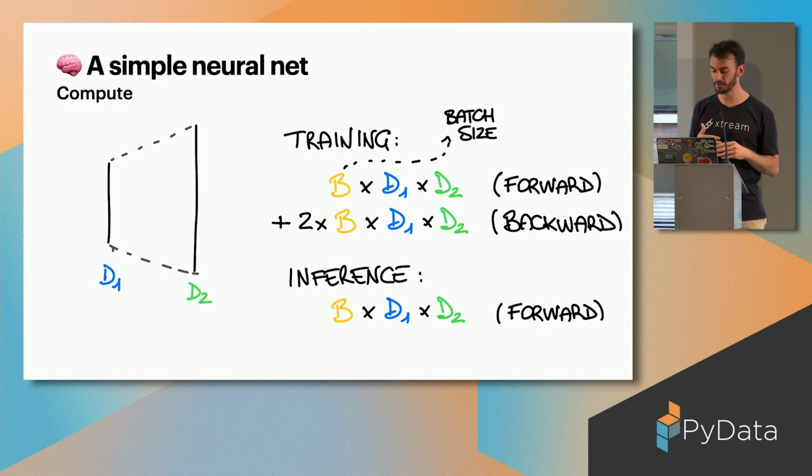And in particular, we might need 3 times as much memory as in inference. So we start to see immediately that when we want to train a model, we have different computational requirements than when we run inference. And this is going to matter a lot when we move from a really simple neural network up to a transformer model, such as an LLM.